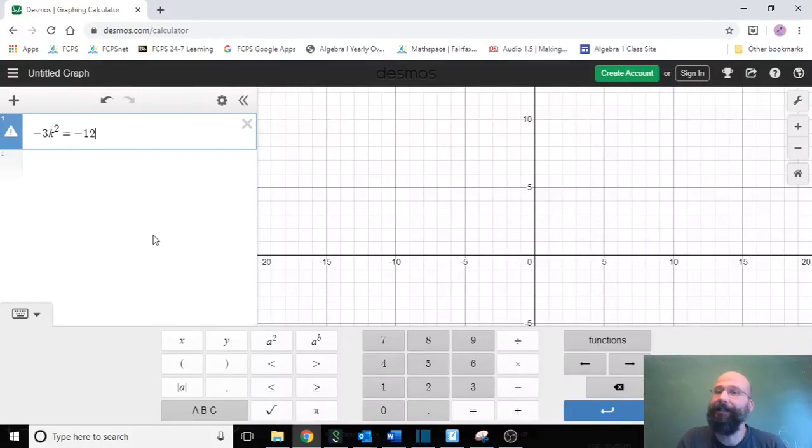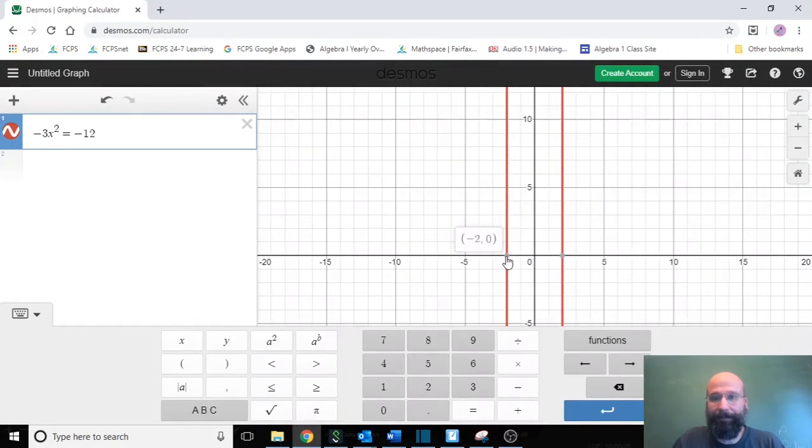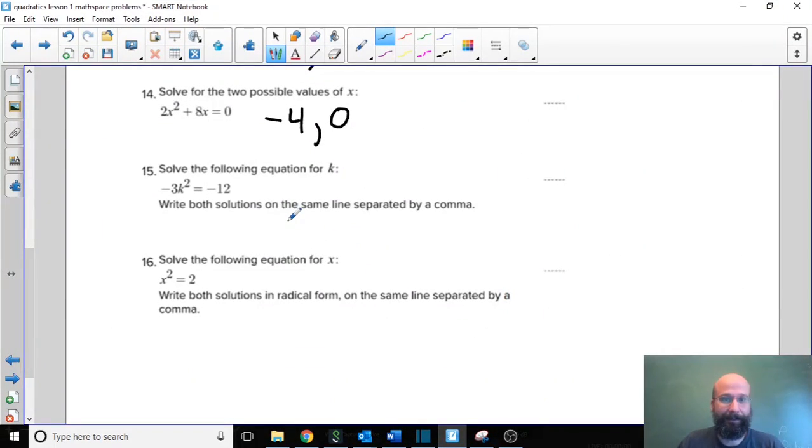I'm not seeing a line. Do we remember why I'm not seeing a line? I hope so. It's because this needs to be an x. The variable has to be an x when you're doing this in Desmos. So I'm going to change the k to an x, and there it is, my line, my quadratic. So my answers are -2 and +2. So I go back over here, -2 and +2.